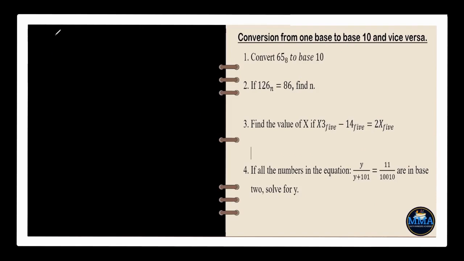Now, we are given S3 base 5 minus 14 base 5 equals 2S base 5. Now, we are going to convert everything to base 10. All of them, each of these 3 quantities, we are going to convert to base 10 using the expanded method.